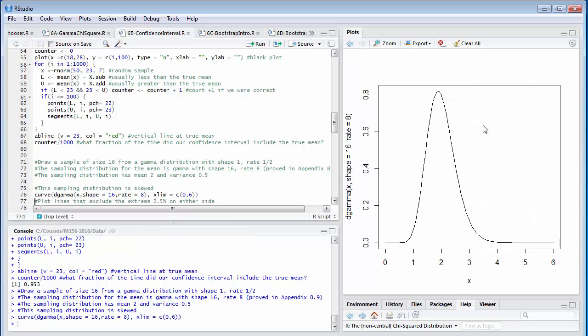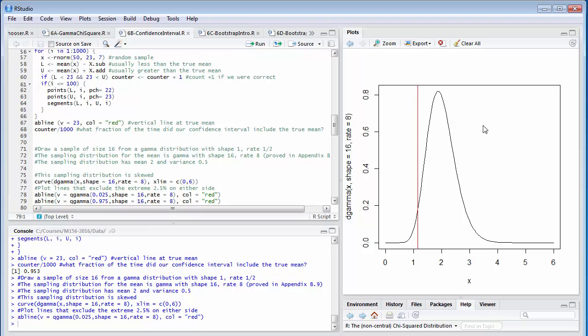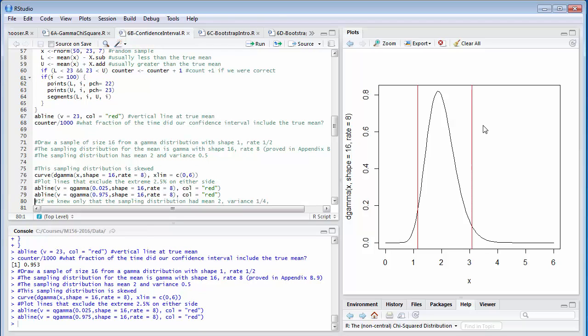There's the density function. You can see it's definitely skewed to the right. And using qgamma to get quantiles, I can plot a couple of vertical lines so that the random variable is going to be less than the value shown by the left-hand red line 2.5% of the time, greater than the value shown by the right red line 2.5% of the time.